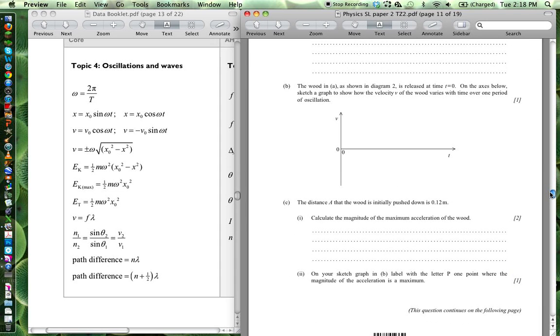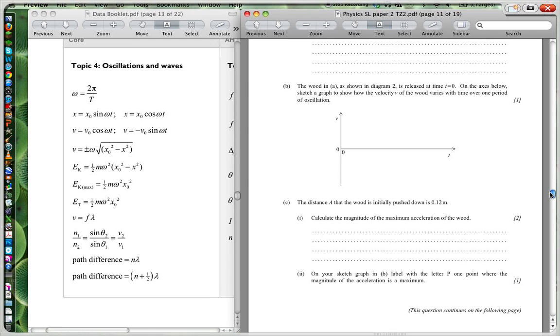Is released on the axis below. Sketch your graph to show how the velocity v of the wood varies with time over one period. Now as we said, it's this one over here. Now this over here is the velocity graph. I'm just going to draw in our x1 just to talk about this for a moment. So this would be our x.